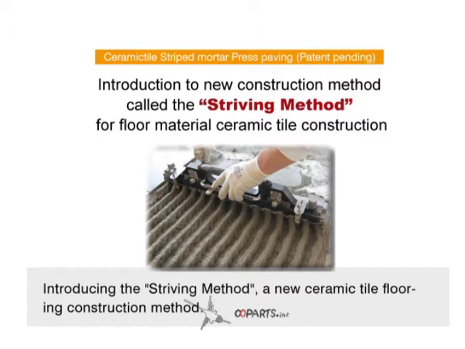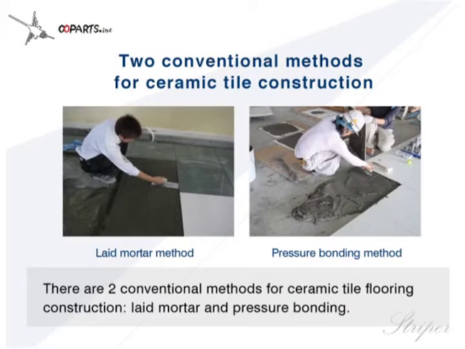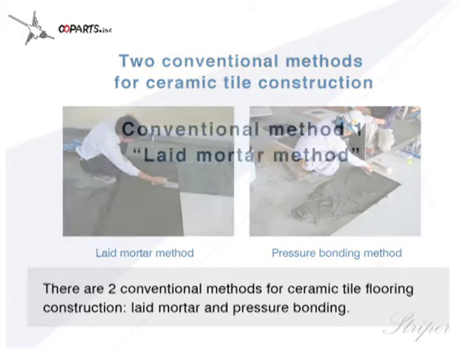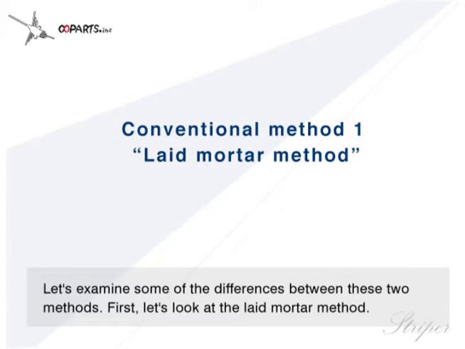Introducing the striving method, a new ceramic tile flooring construction method. There are two conventional methods for ceramic tile flooring construction: laid mortar and pressure bonding. Let's examine some of the differences between these two methods.